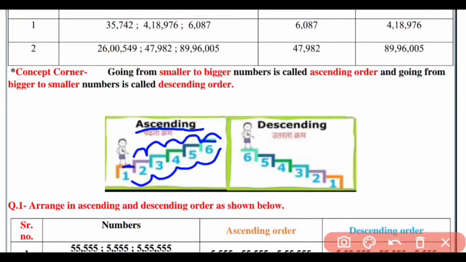And when we go from a bigger number to a smaller number, that is known as descending order. Can you see here? Now he is going down: 6 5 4 3 2 1. So he is going down. Going down means descending. From bigger to smaller is the descending order. Let us see what is next.